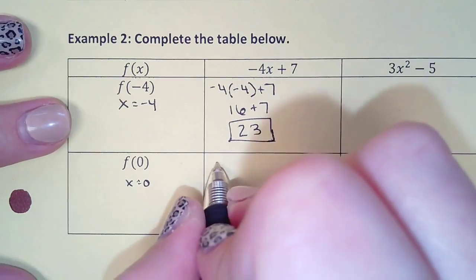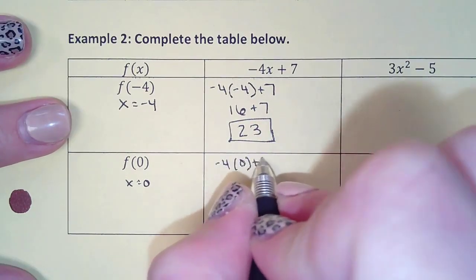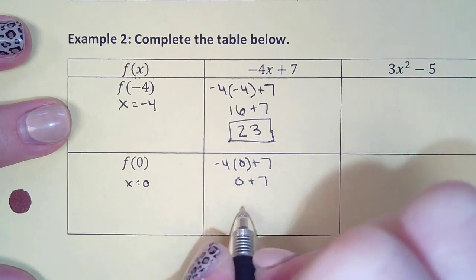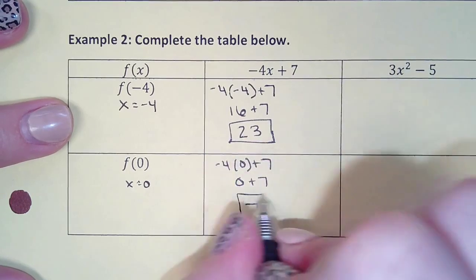Now let's plug in 0. Negative 4 times 0 plus 7. Negative 4 times 0 is 0, plus 7. 0 plus 7 is 7.